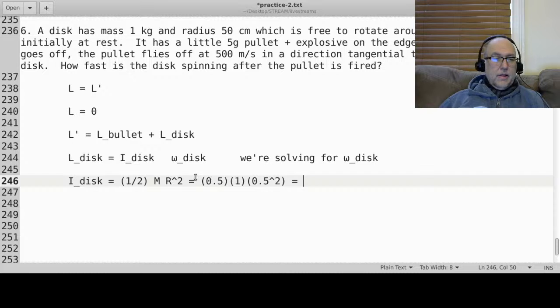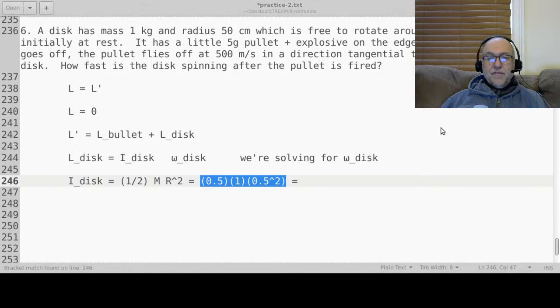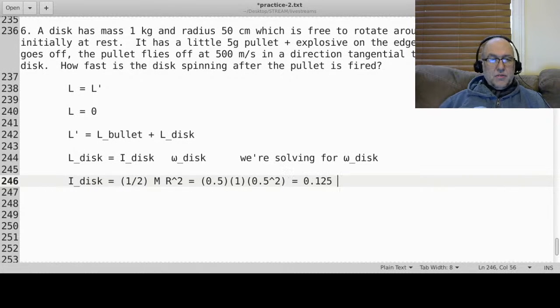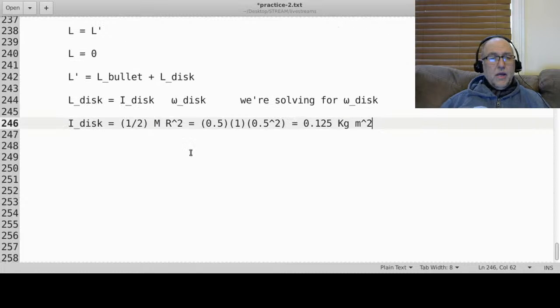Okay, so that r is 50 centimeters or 0.5 meters, and if we work this out, if I'd done 5 centimeters, it would have turned out to be tiny. Not that that's a problem, I would just rather not work with numbers that are too small. Okay, so there we go.